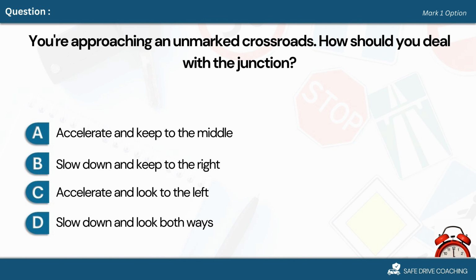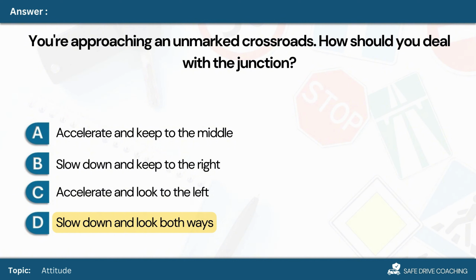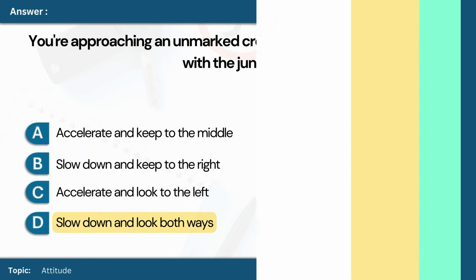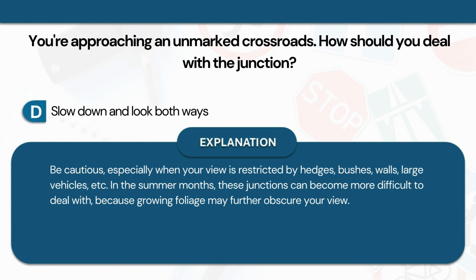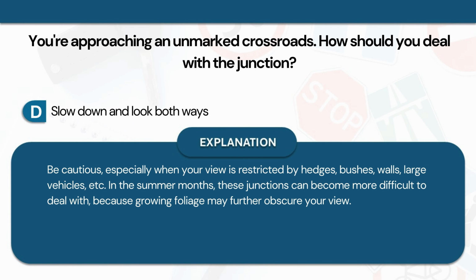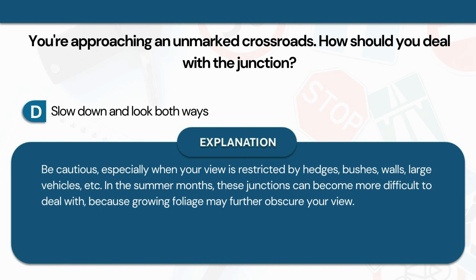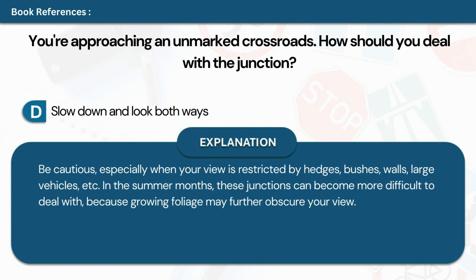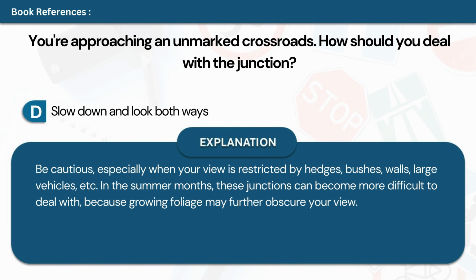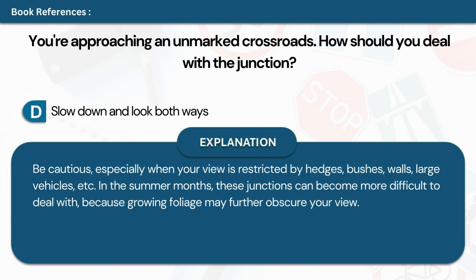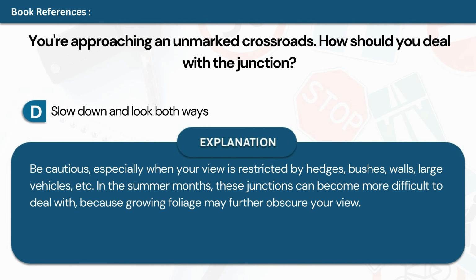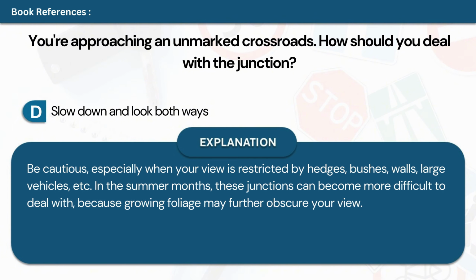The correct answer is D. Slow down and look both ways. Be cautious, especially when your view is restricted by hedges, bushes, walls, large vehicles, etc. In the summer months, these junctions can become more difficult to deal with because growing foliage may further obscure your view.